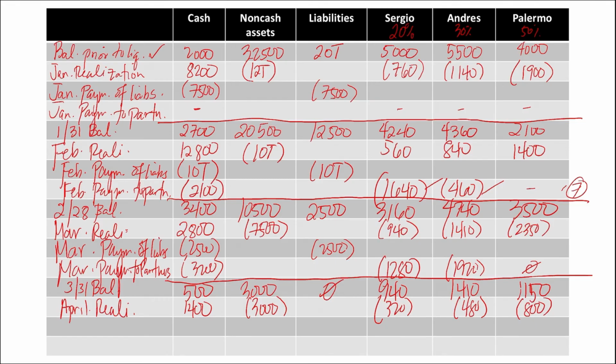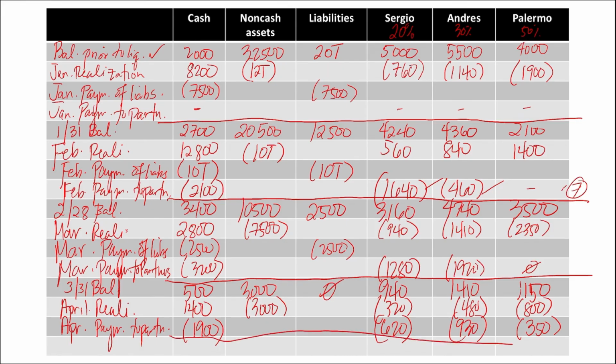May liabilities pa ba? Wala na. Kailangan pa bang gumawa ng schedule of safe payments? Hindi na. Bakit? Wala ka ng non-cash assets, ubos lahat. Therefore, no need, no? Kung magkano man ang matira sa kanila, yun na yung cash payment. So, April payment to partners. That is 1,900. 940 minus 320, 620. 1,410 minus 480. 930. 1,150 minus 800. Yun, nakatanggap na rin si Palermo. Yun nga lang, mababa. Okay? Tingnan nga natin kung balansyado yung 1,900 niya. Answer is yes. So, after the liquidation, 0, 0, 0, 0, 0, and 0.